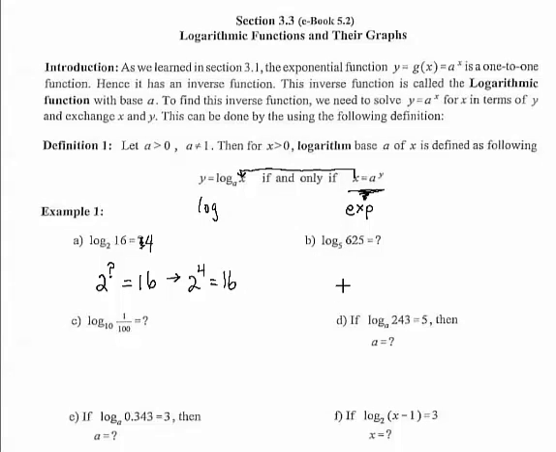Okay, but with this example we really want to focus on switching over to the exponential form of the equation. So once again we have log base 5 of 625. The base of the log is 5. Log equals the exponent, so we don't know what the exponent of this 5 should be, but whatever that exponent is gives us 625.